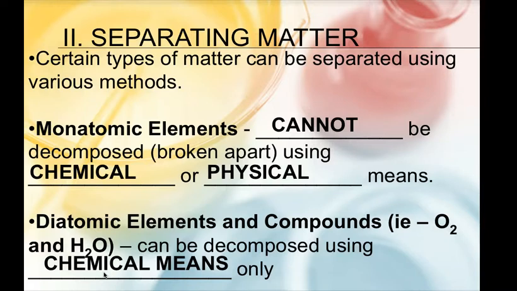If you have a diatomic element or even a compound, they can be decomposed by chemical means. So for example, if I have an oxygen molecule, which is O2, I can split the oxygen molecule and get two separate oxygen atoms. I can do the same thing to a water molecule. I can separate the H from the O in a water molecule chemically. And we'll get into that when we do one of the units on electrochemistry.